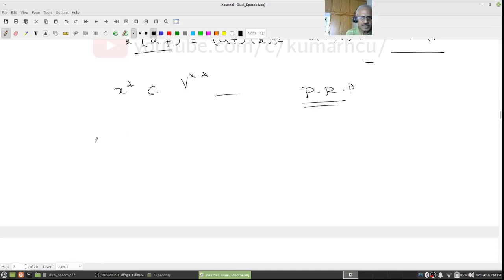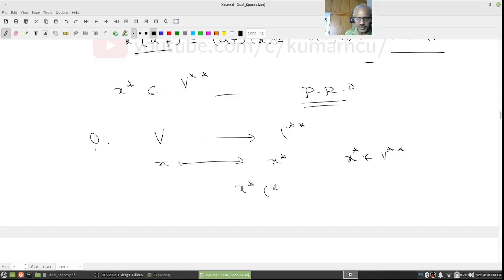Now we want to say something about this mapping. Therefore, I have a map phi from V into V double star. How do I get it? Start with any x and map it to x star. Okay, x star therefore must be in V double star.